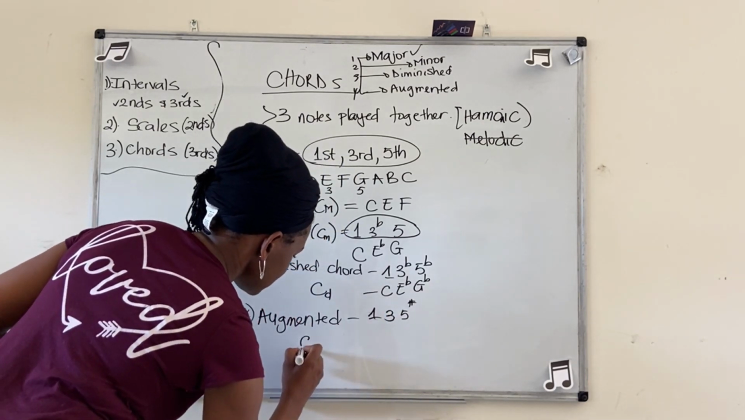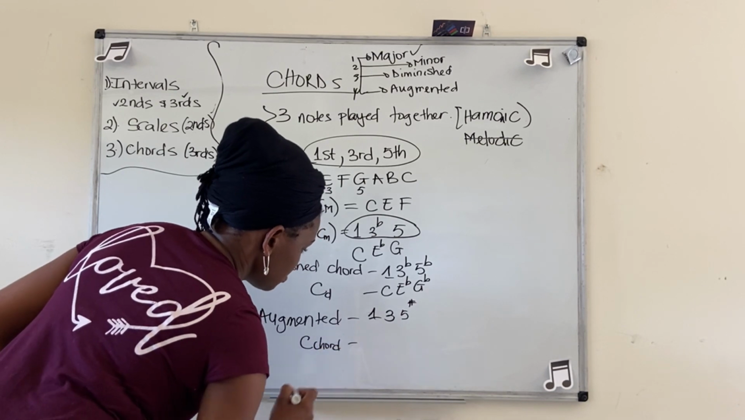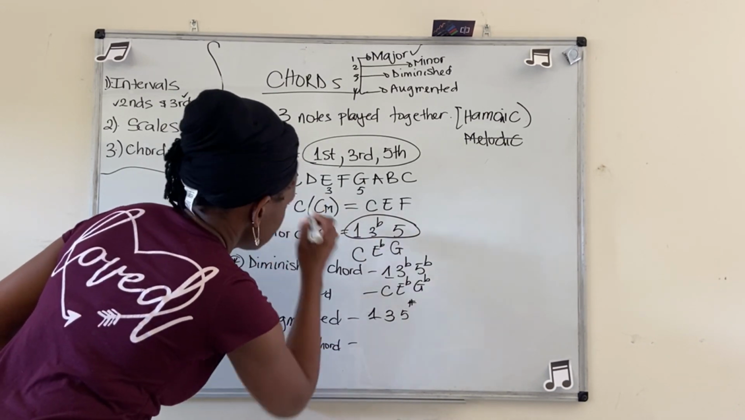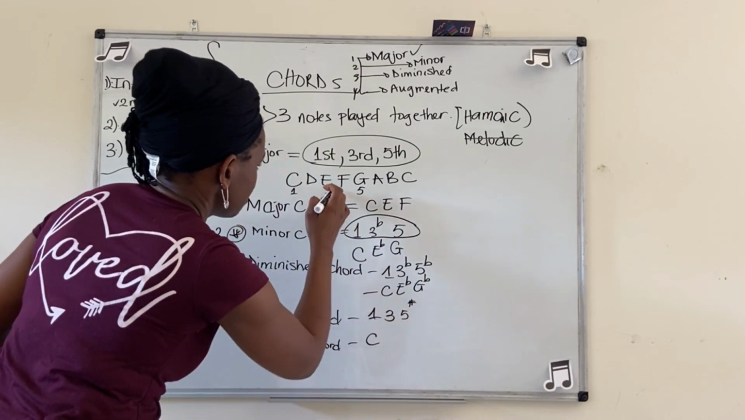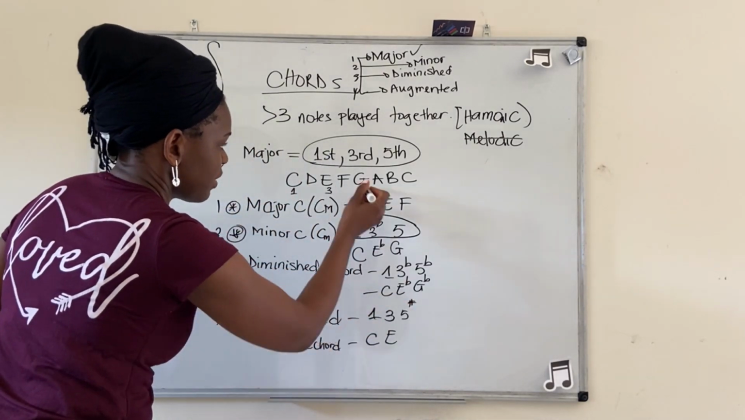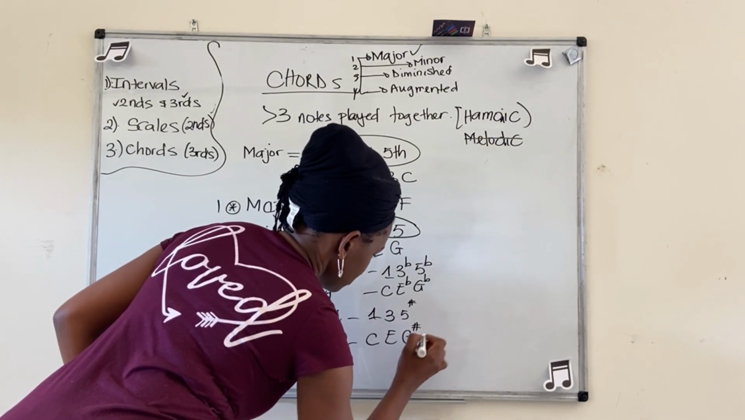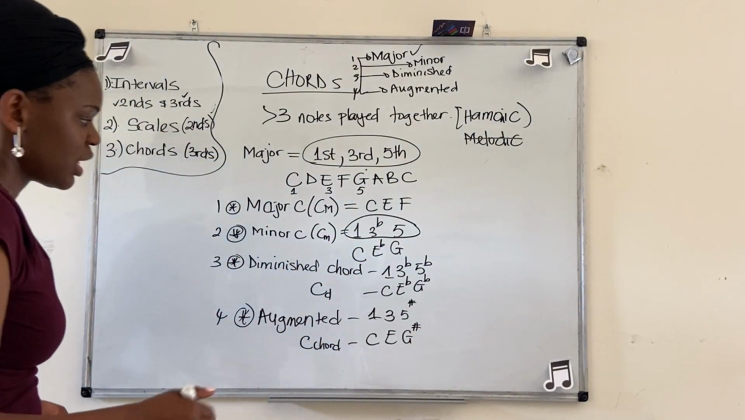So in this case, our C chord is going to be C, which is 1, E, which is 3, and our 5 sharp, which is G sharp. So when you play that, it's going to sound different.